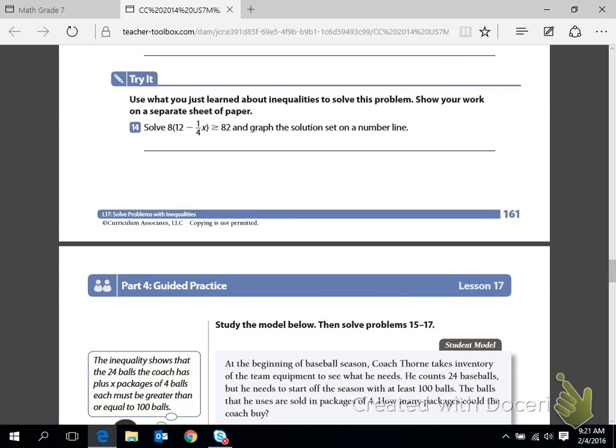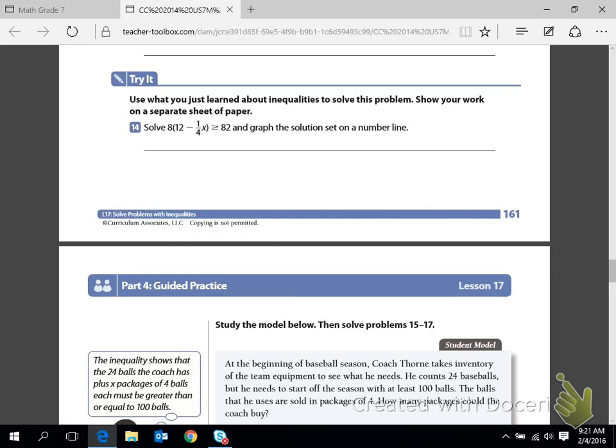So now we're going to try a problem, and basically we're taking the information that we know about solving multi-step inequalities and proving that we can solve one even when we're not given context of the problem. So we want to use what you just learned about inequalities to solve this problem. Show your work on a separate sheet of paper, but you're welcome to write in your book. We want to solve 8 times (12 minus 1/4 x) is greater than or equal to 82. And then we want to graph the solution set on a number line.